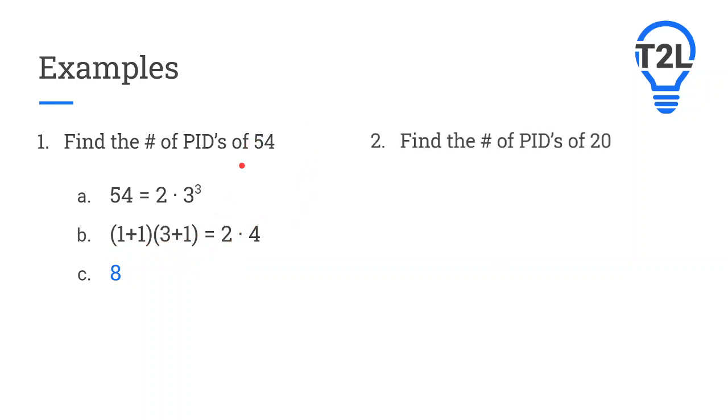Now for 20, do the same thing, just find the prime factorization. You get 2 squared times 5, add 1 to each of the exponents, so you get 2 plus 1, 3, 1 plus 1, 2, 3 times 2 is just 6. And the same sort of concept, there are 6 different numbers that 20 can be evenly divided by. Now you guys try this one.